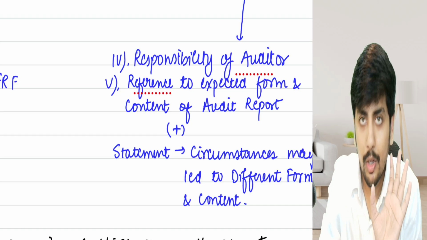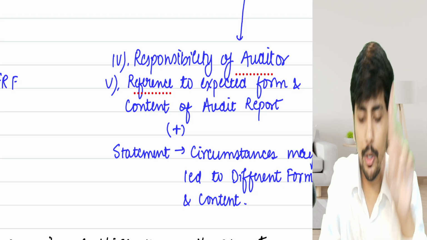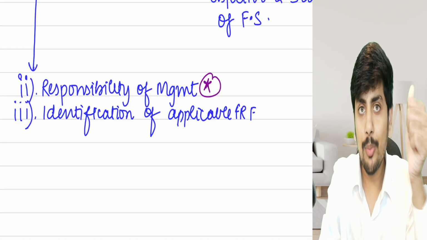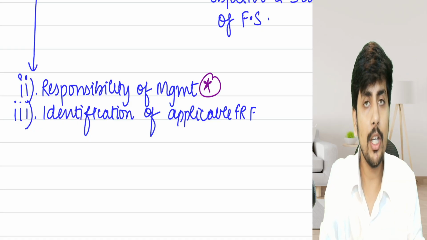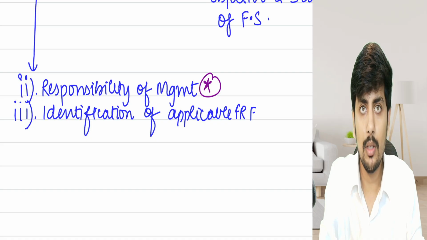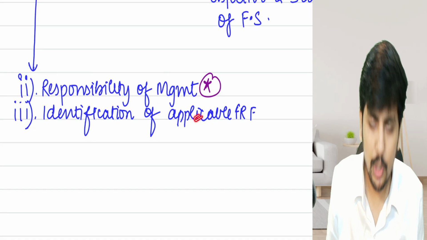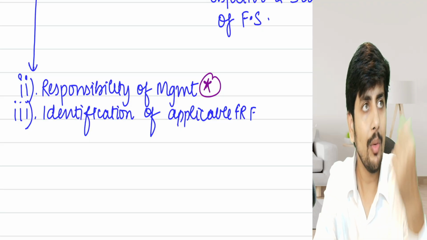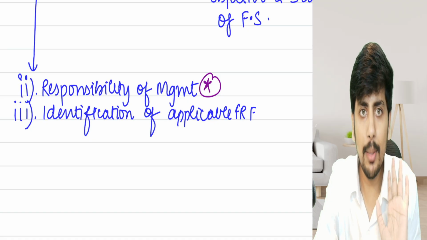As soon as the auditor talks about his 2 points, management comes and says my 2 points are the responsibility of the management and identification of applicable FRF. Focus: identification of applicable FRF is also the duty of the management. Management has to assess whether AS will be applicable or Ind AS will be applicable.